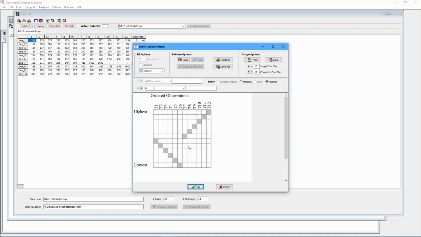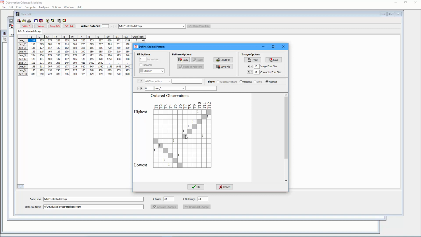So that's the expected ordinal pattern, which should match every honeybee's times. Let's go ahead and take a look at a couple of honeybees while we're here to see what's going on. We'll look at honeybee number 6, and the ones here indicate the ordinal relationships between her particular times.